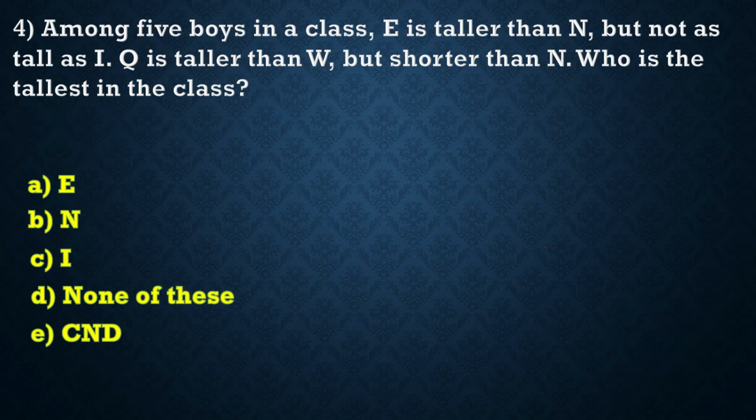Fourth question on your screen and your timer starts now. Among five boys in a class, E is taller than N but not as tall as I. Q is taller than W but shorter than N. Who is the tallest in the class?